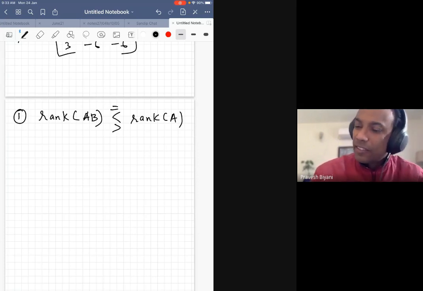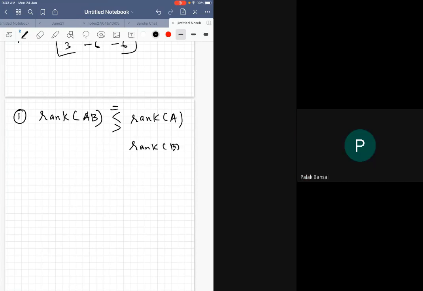Palak: Sir, the rank of AB will be less than or equal to the rank of A. Less than or equal to. What about the rank of B? Sir, I'll give it a thought. Sir, less than or equal to the minimum of rank of A and rank of B.